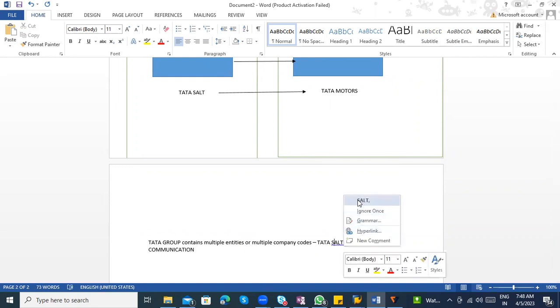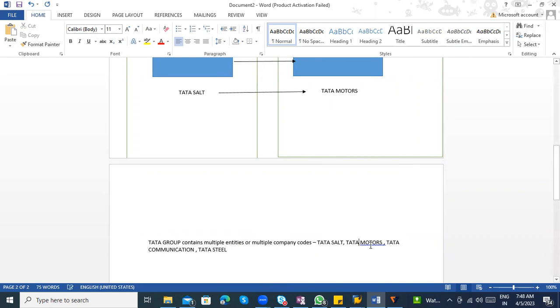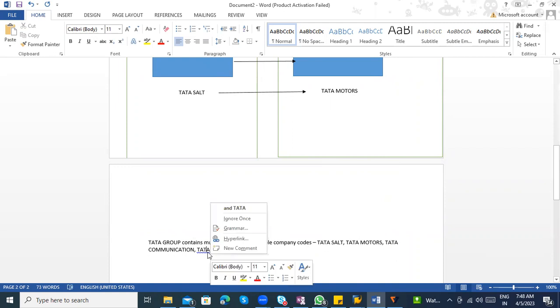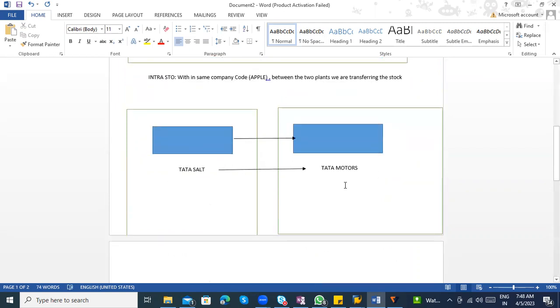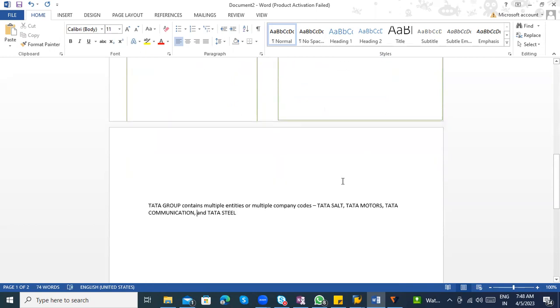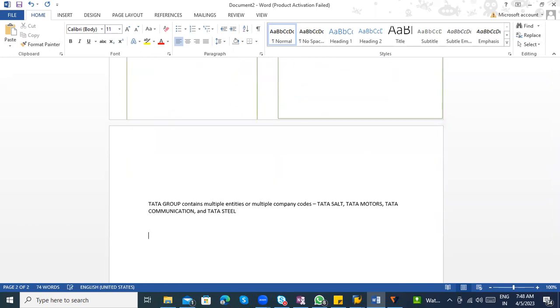If it is petrol, Tata Petrol, Tata Steel is also there, right? So when there are multiple different entities, these are all a group of companies. In this case, these are two different entities, and we are transferring from one plant to another plant. Then what we call it is an inter STO. That means between the two company codes, or across the two company codes.